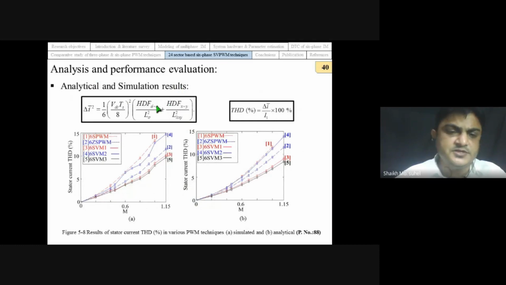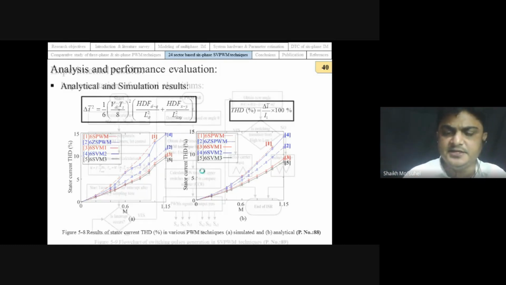So this is the equation that we have used to calculate the analytical and simulation results. What we can conclude here is that our newly developed PWM technique, the 6-phase SVM3 technique, provides the lowest stator current distortion at all values of modulation index, or you can say at all values of speed range. In simulation and in the analytical result, we have confirmed that this 6-phase SVM3 technique provides the lowest stator current distortion among all the PWM techniques.